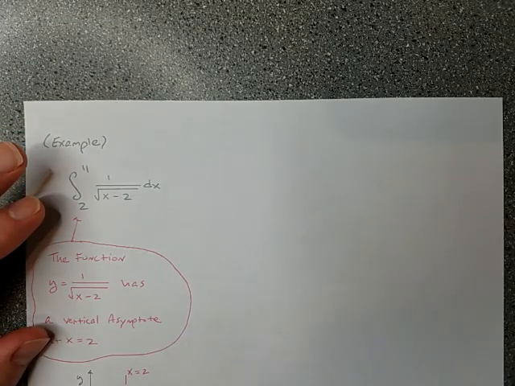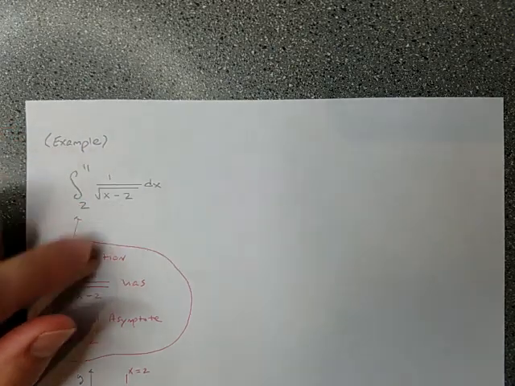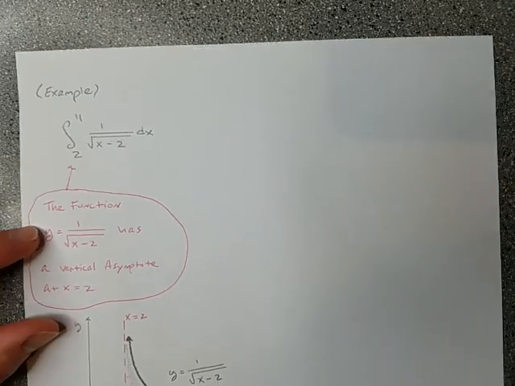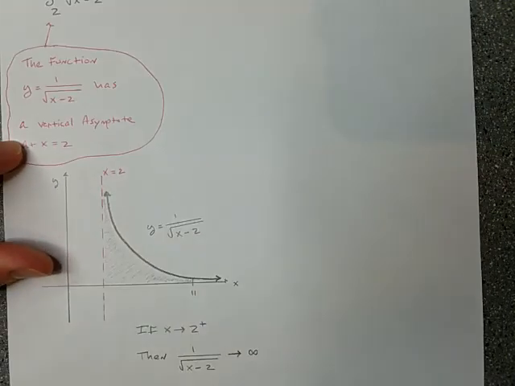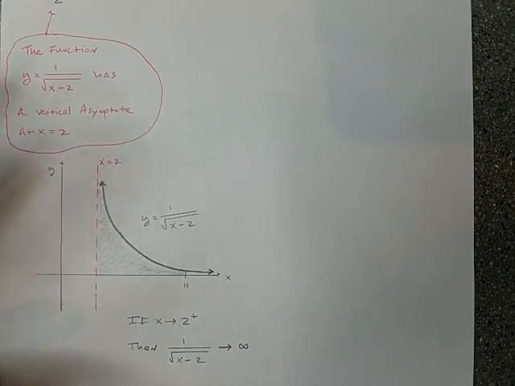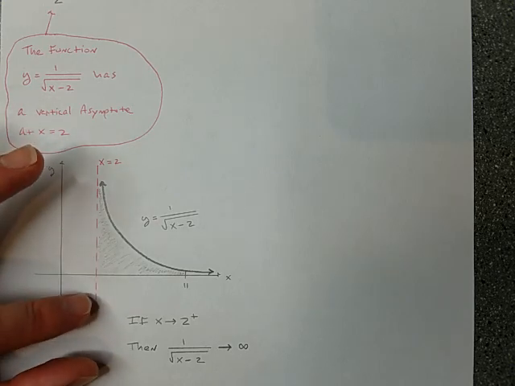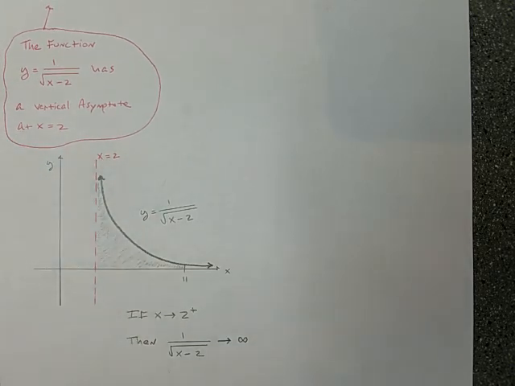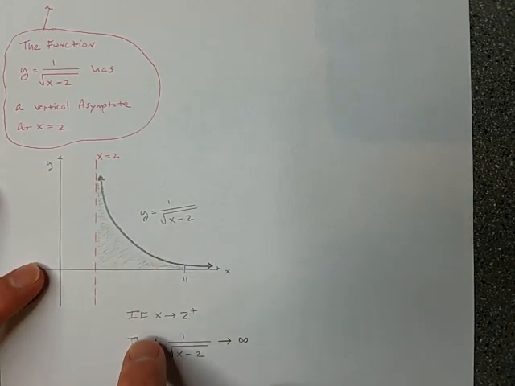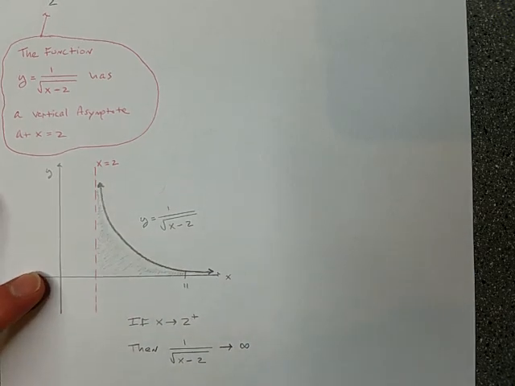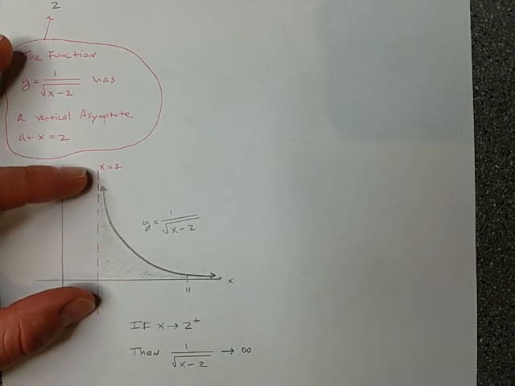Here's the first one I want to look at. I have my integral from 2 to 11 of 1 over the square root of x minus 2. That function has a vertical asymptote at 2, and if I sketch the graph and plot points, it's going to look like this. I know there's a vertical asymptote at 2 by the definition of a vertical asymptote: if x approaches 2 from the right, y goes to infinity. So that curve climbs up very steeply there on the vertical line x equals 2.